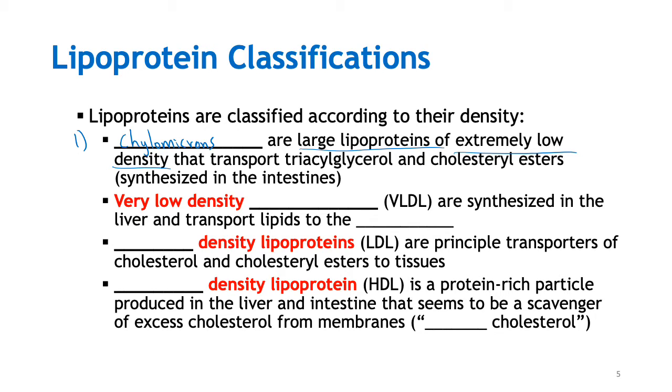They're made up of other things that are low density, and what they do is they transport triacylglycerol and cholesterol esters, which are synthesized in the intestines. Okay, so chylomicrons, you can think of them as the ones that take dietary lipids.